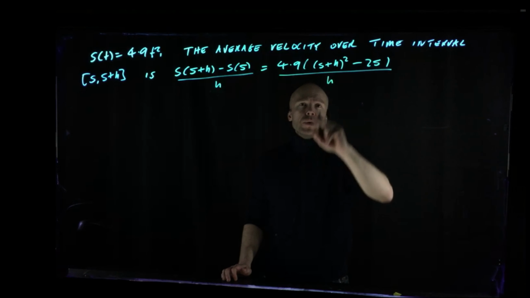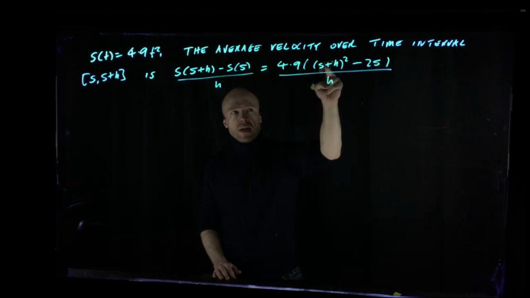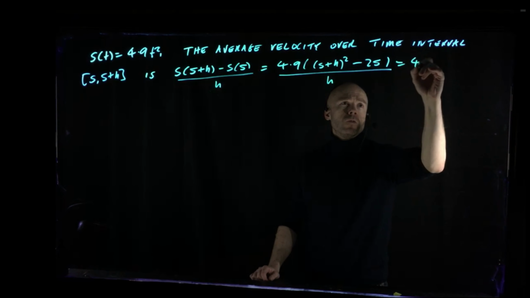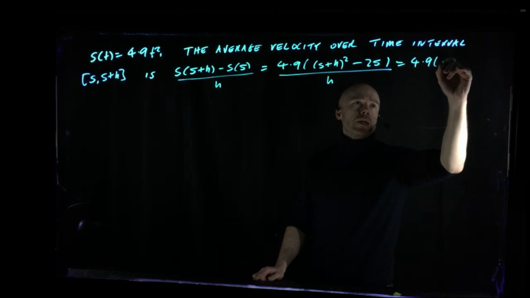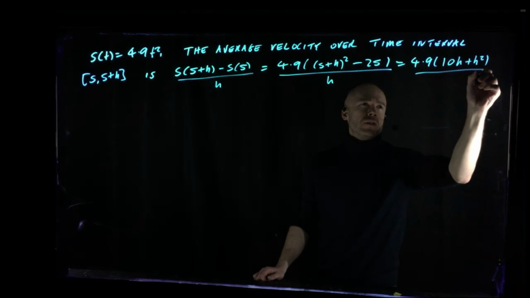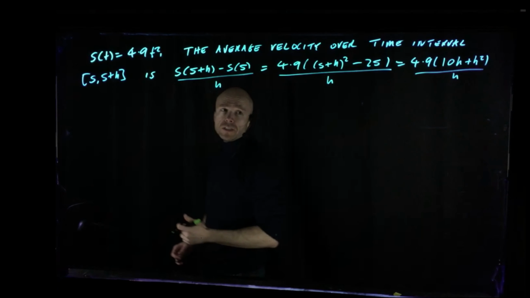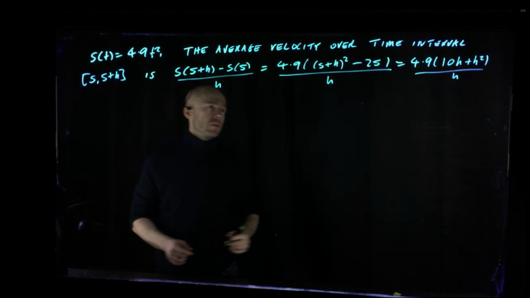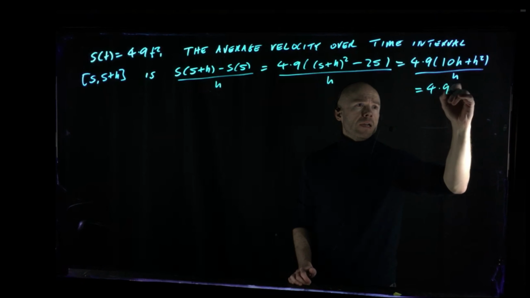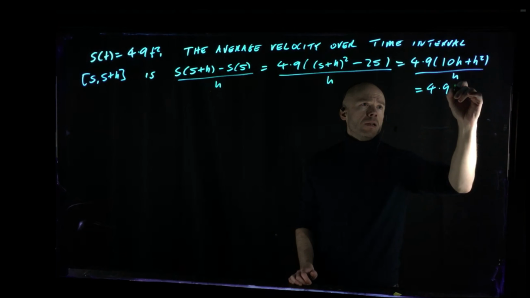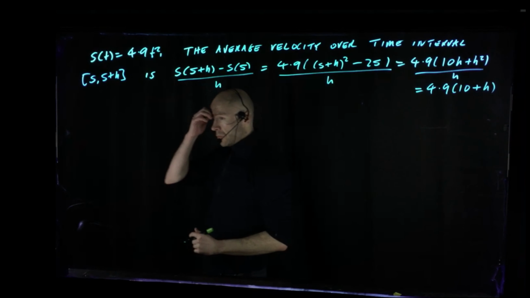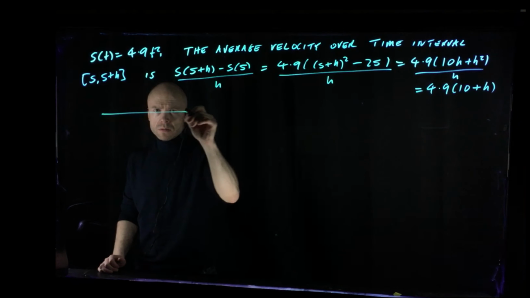Right? And then we expand that out. We're going to have a 25, we're going to have a 10 times h, and we're going to have an h squared. So this is going to be 4.9 times (10h plus h squared) over h. And so long as h is non-zero, we can cancel an h, so let's do that. So it's going to be 4.9 times (10 plus h). Yeah?